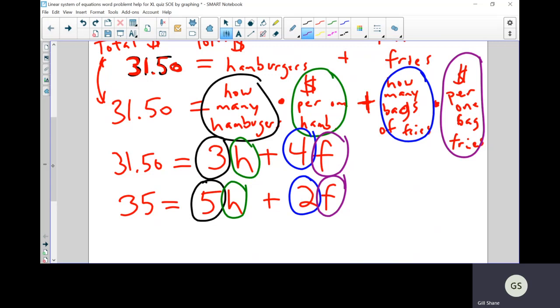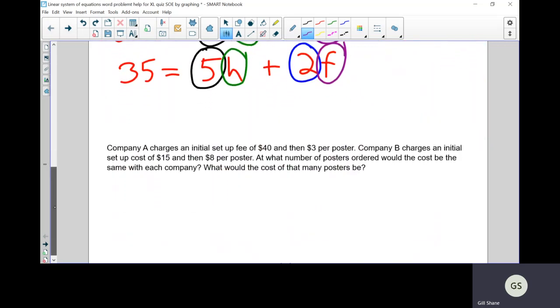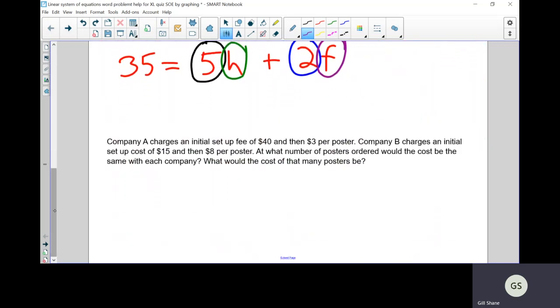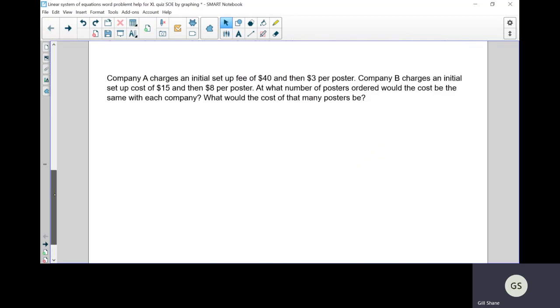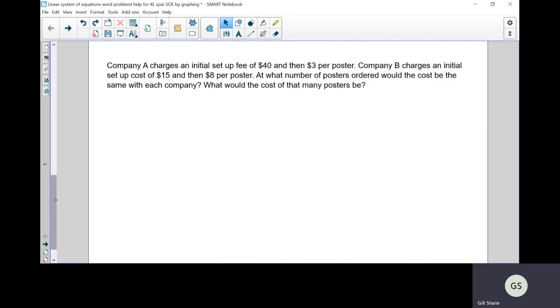I'm going to do another one real quick. Here's another one down here. Company A costs an initial setup fee of $40 and then $3 per poster. Company B charges an initial cost of $15 and then $8 per poster. This one's a little bit different because both of these equations are actually going to be in the format of y equals mx plus b. So they're both going to be in that format.